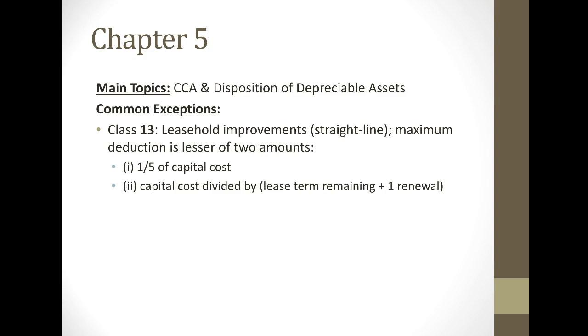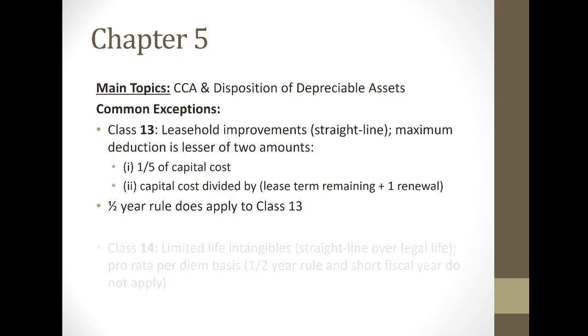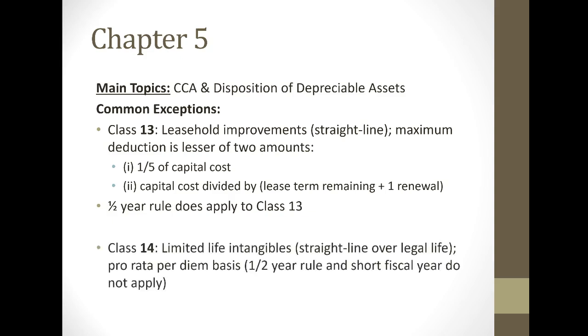Now with Class 13, it's done on a straight line basis, and the CCA is calculated by taking the lesser of two amounts, 1/5 of the capital cost, or the capital cost divided by the lease term plus one renewal period. Now with Class 13, the half-year rule does apply, and so this is a calculation where it's done differently from declining balance. You have to figure out the lesser of those two amounts, and in the first year, the half-year rule does apply.